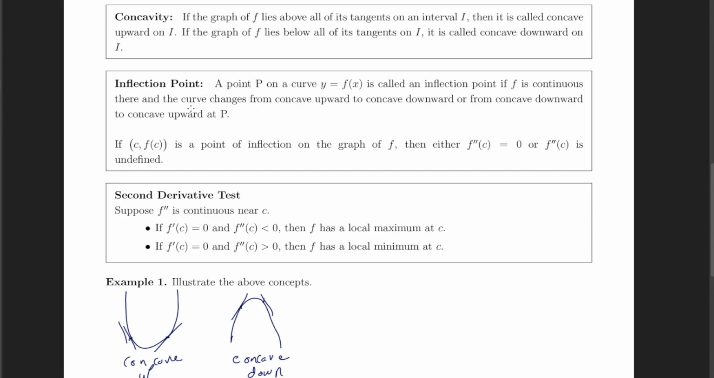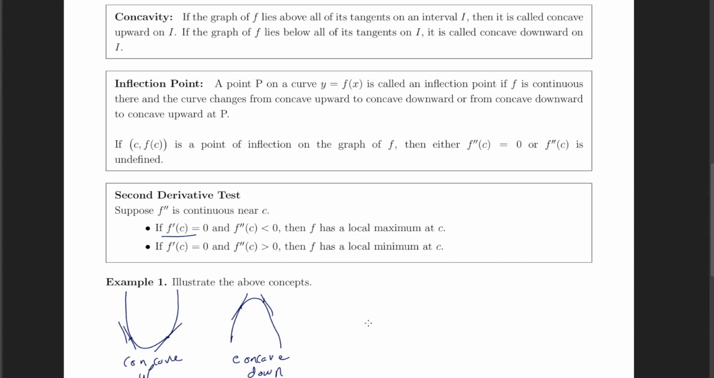An inflection point is a point on the graph where, if f is continuous, the curve goes from concave up to concave down, or concave down to concave up. This will occur where the second derivative is equal to 0 or does not exist. And a second derivative test: if f prime of c equals 0 and the second derivative is less than 0, that's a max, and if it's greater than 0, it's a minimum. We'll go over all this.